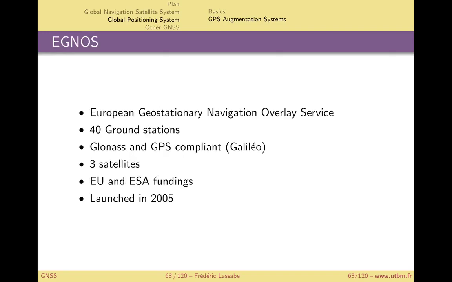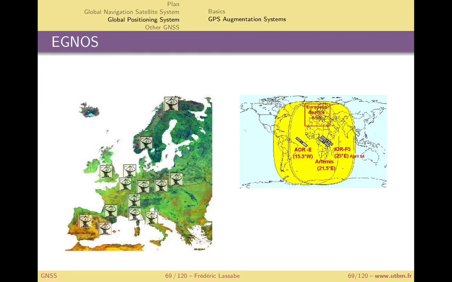So in Europe we have our own version of the WAAS system, European Geostationary Navigation Overlay Service, EGNOS. It's based on 40 ground stations. It is GLONASS and GPS compliant, and it will work with Galileo. It relies on 3 geostationary satellites under European Union and European Space Agency fundings, and it was launched in 2005.